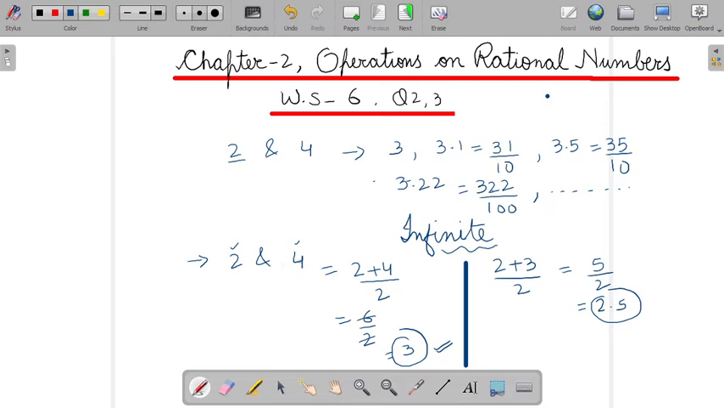Same way, you can make the pair of 4 and 3 now. 4 and 3, and then add them together. 4 plus 3, and always divide it by 2. So you will be getting 7 upon 2, which is equal to 3.5. So this 3.5 also lies between 2 and 4. Same way, you can find infinite rational numbers between any two rational numbers.